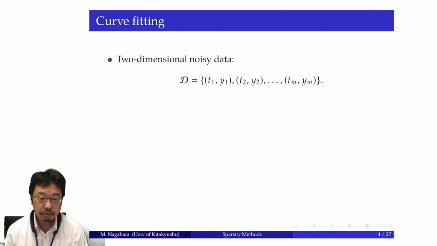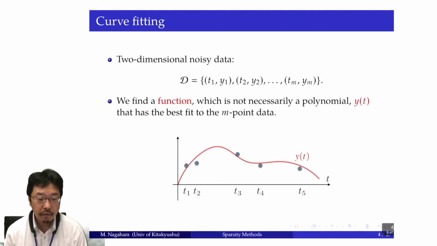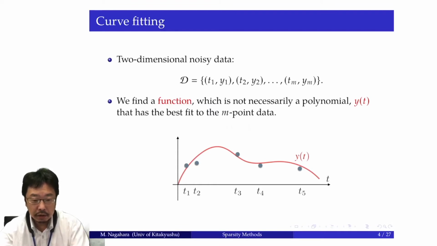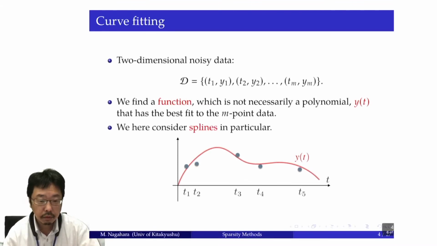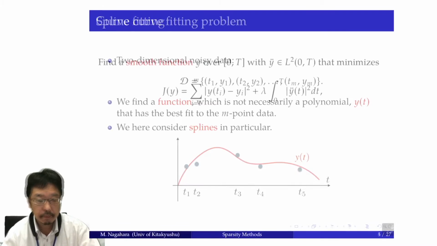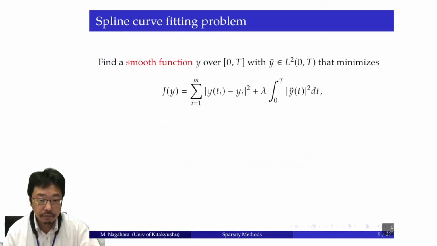We are given two-dimensional noisy data D. Then we find a function, which is not necessarily a polynomial, y of t, that is the best fit to the endpoint data, as shown in this picture. We here consider spline in particular. The spline curve fitting problem is described as follows.